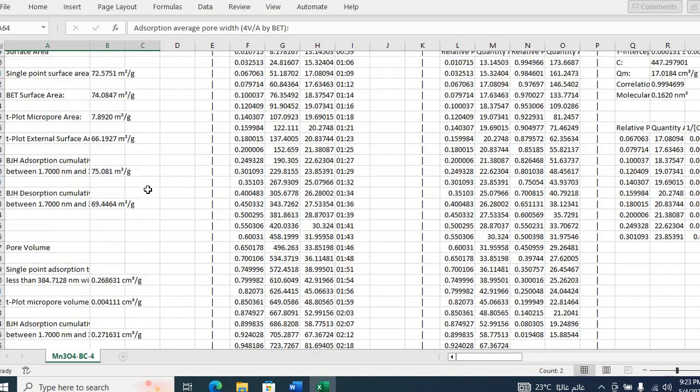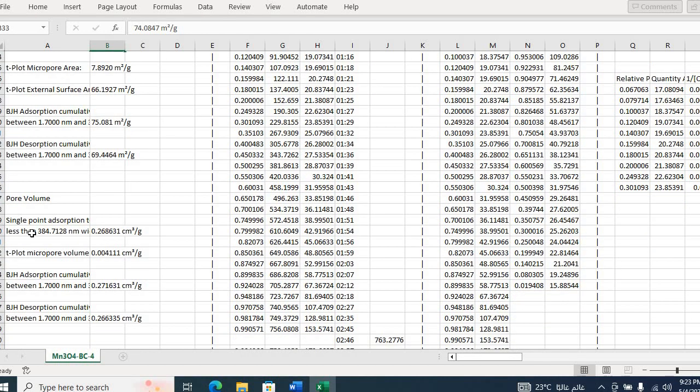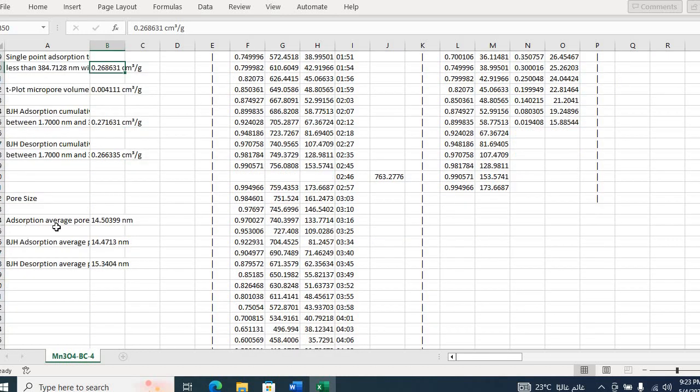So, three things. Number one is BET surface area is this. Pore volume is this, single point. And pore size is average pore size. These three things are reported in textural property or BET surface area description.